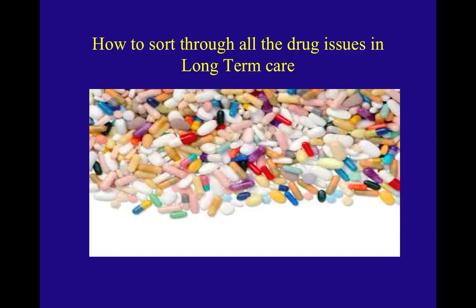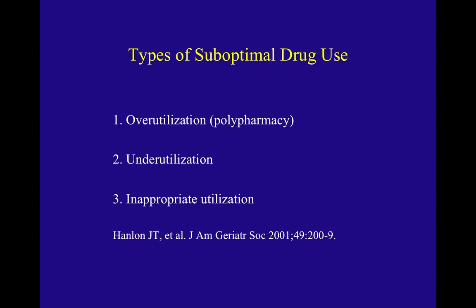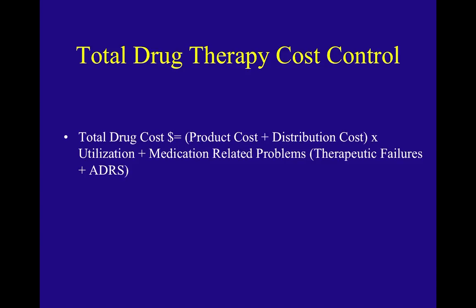But let's talk about some pearls of how I sort through all these drug issues when I see a resident. There are different types of medication-related problems that could occur. We have overutilization, polypharmacy, underutilization, and inappropriate utilization. We're going to talk about inappropriate utilization in more detail, and we'll probably talk about all three of these topics in more detail in F-tag 329 next week.